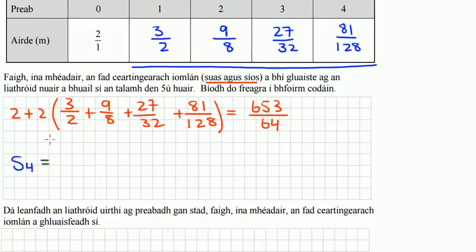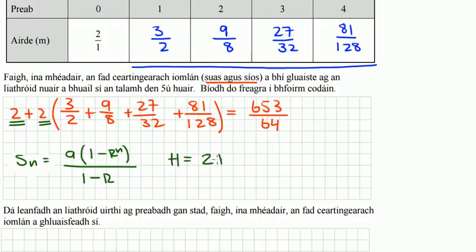So if we're looking for S4, first of all, I'll write down the formula that we're going to use. So we have Sn is equal to a1 times 1 minus r to the power of n all over 1 minus r. So when we're using this way of doing it, we can't forget about the 2 at the start. And again, it's twice all of those heights. So the total height is going to be 2 plus twice S4.